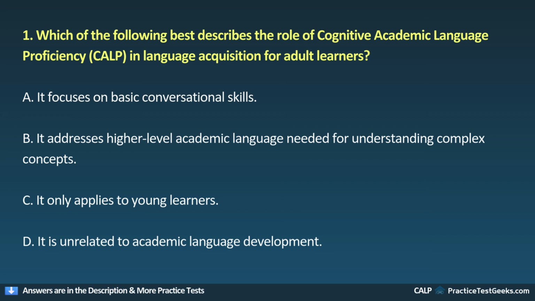1. Which of the following best describes the role of Cognitive Academic Language Proficiency, CALP, in language acquisition for adult learners? A. It focuses on basic conversational skills. B. It addresses higher-level academic language needed for understanding complex concepts. C. It only applies to young learners. D. It is unrelated to academic language development.